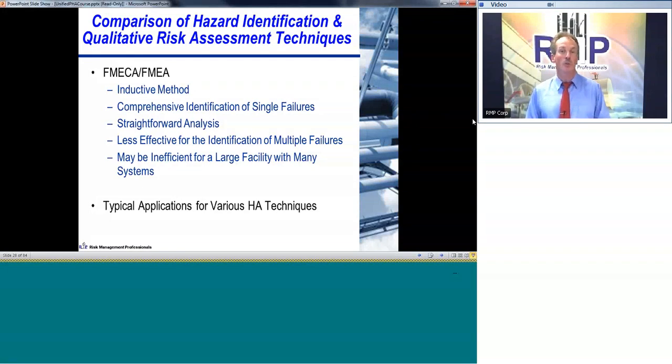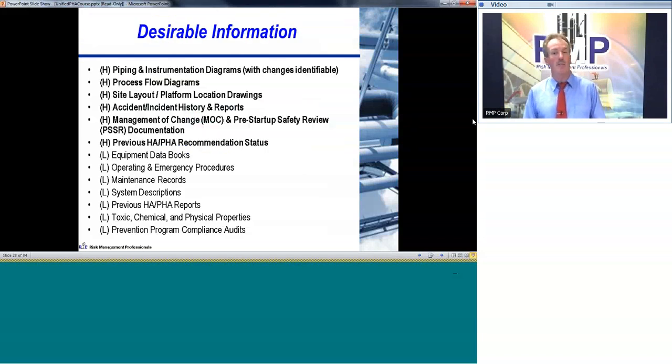Again, what you're trying to do, and you don't want to lose sight of the objective, is focus on vulnerabilities, identify if there are weaknesses in the system, and if there are improvements needed. This is a list for your reference of desirable information, things that you want to have. This dovetails with the safety and environmental information, or the SEI element of SEMS, that ought to be done, or key elements need to be done, before doing the hazards analysis.